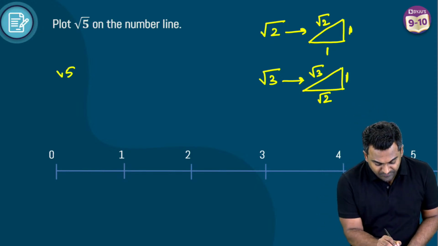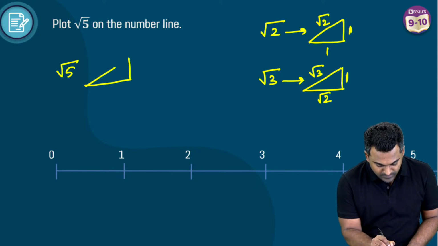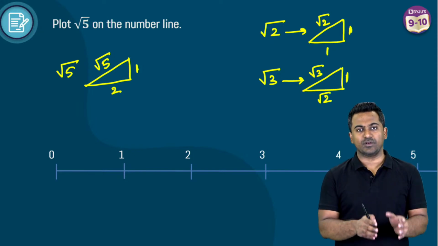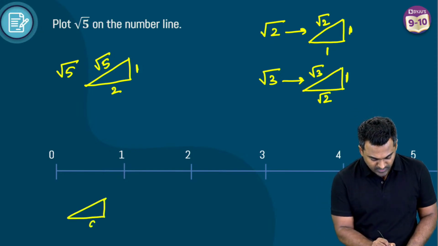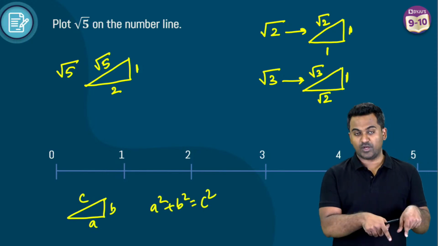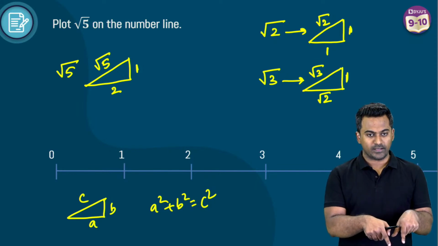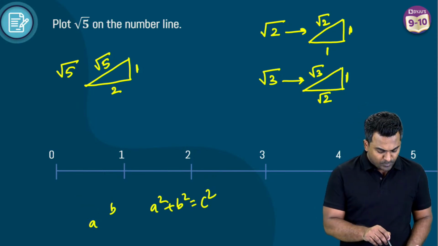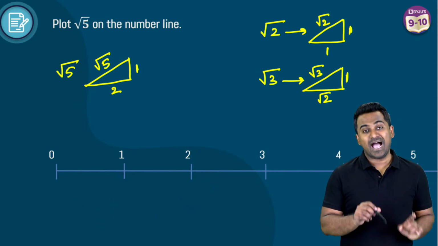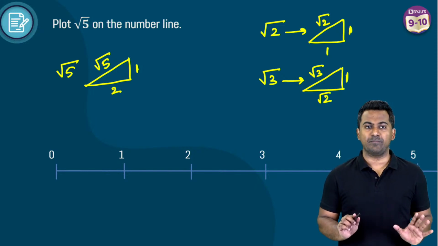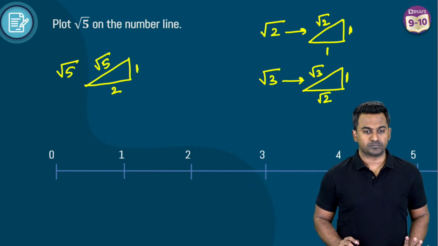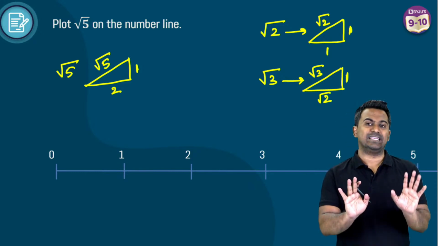How do you plot root 5? This will be 1, this will be 2, then automatically we're just using the Pythagoras theorem. You know what the Pythagoras theorem is? If this is A, this is B, this is C, then A square plus B square is equal to C square. So when we're using that, we get this. If you haven't understood it, just remember, whenever you want to plot these irrational numbers on a number line, height will be 1. Just try to remember that height of the triangle will be 1. If you can remember this one, we can at least try.